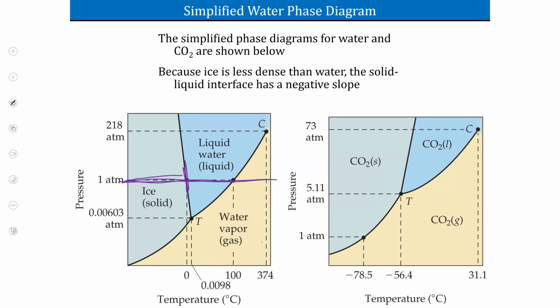Ice skating works because ice is unique almost in that it has a negative slope here. Ice is most dense as a liquid. It expands when it freezes. But if we're sitting right here, let's say that this is our conditions at the ice rink.